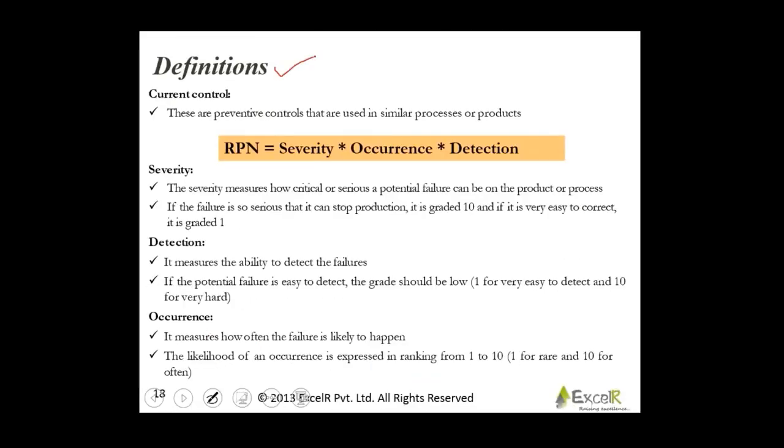All right, a few other definitions of the FMEA template which we have seen. Current control: how are you trying to control that? Do you have any preventive mechanism? How would you control that? For example, think about this. I have an iron box to iron the clothes. I want to iron the clothes and I have an iron box, and I forgot to switch it off.